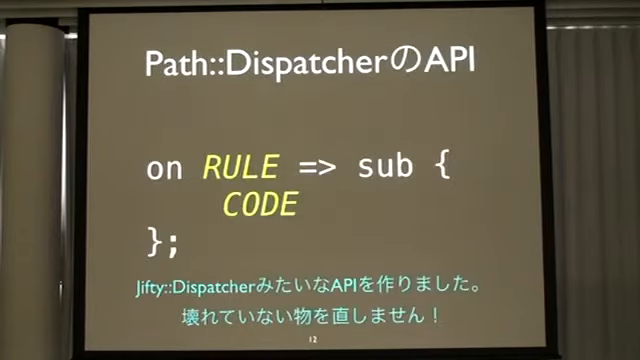So the basic API just looks like this. You have a rule, and inside you have code that runs when the rule matches. It's pretty much the same as Jifty Dispatcher's. If it isn't broke, then why would you fix it? But I did say earlier that it's kind of broken, that I don't like it, so maybe I'm inconsistent.